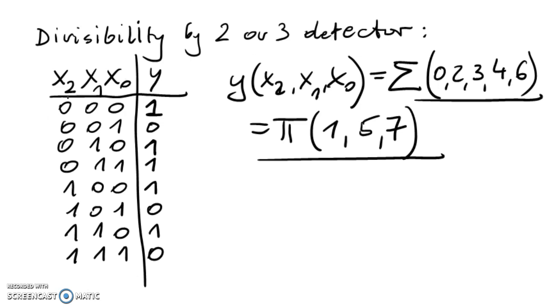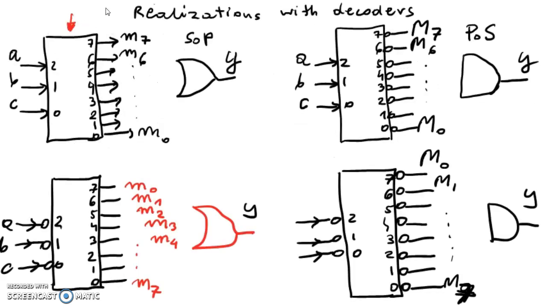In the first case, let's return to the minterm generators 0, 2, 3, 4, 6. So your task is to deliver these 0, as well as 2, 3, 4, and 6. And that's it. It is a decoder of divisibility by 2 and or 3.